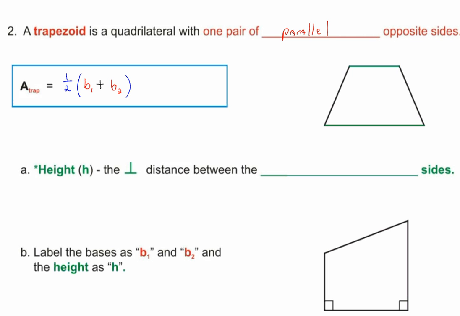We know the formula. Now we're missing one more thing. 1/2 the quantity base 1 plus base 2 times the, got to have a height. So times h, got to have a height. So take your red. I'm going to call the bottom one base 1, b sub 1. I'm going to call the top parallel side base 2, b sub 2. And then I'm going to take my green and show you where the height is. It's perpendicular between the parallel sides.